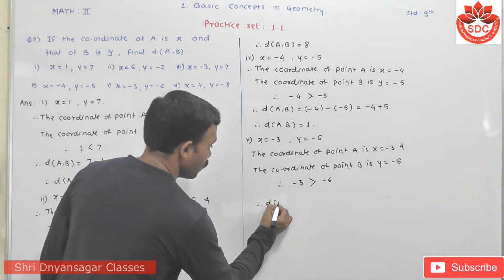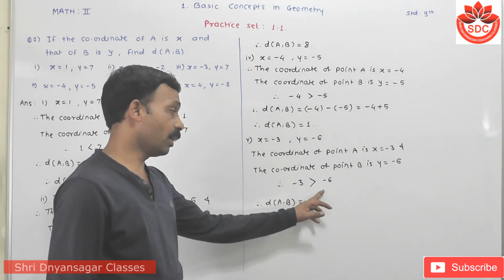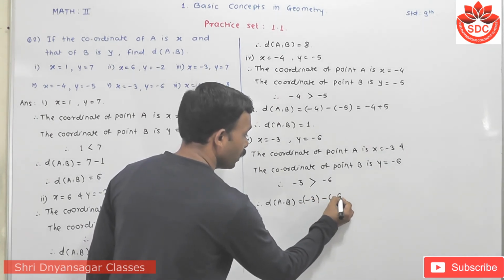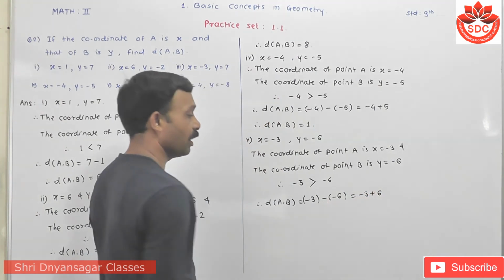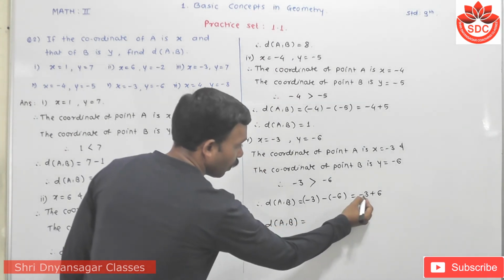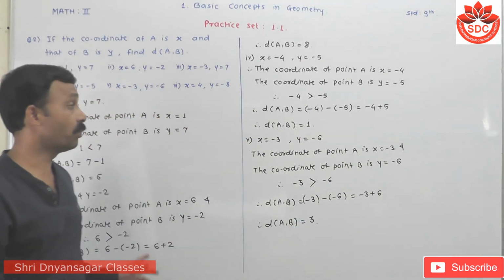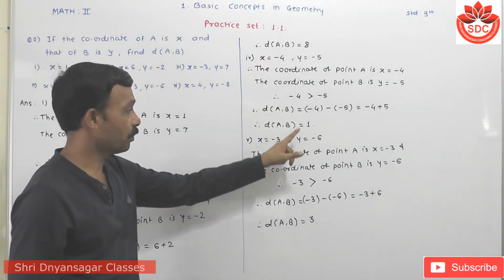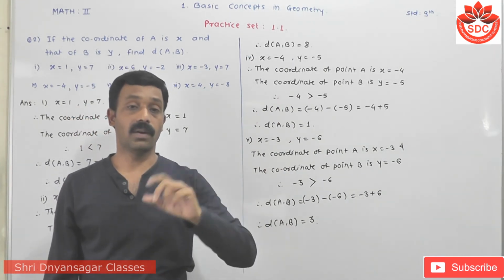Therefore, the distance of AB is equal to, we subtract the smaller number from the bigger one. That means minus 3 minus minus 6. This subtraction is minus 3 plus 6, because minus minus is plus. Therefore, distance of AB is equal to minus 3 plus 6 becomes how much? Plus 3 units. Here we observe again, the distance is positive. We conclude that the distance between any two points is always positive.